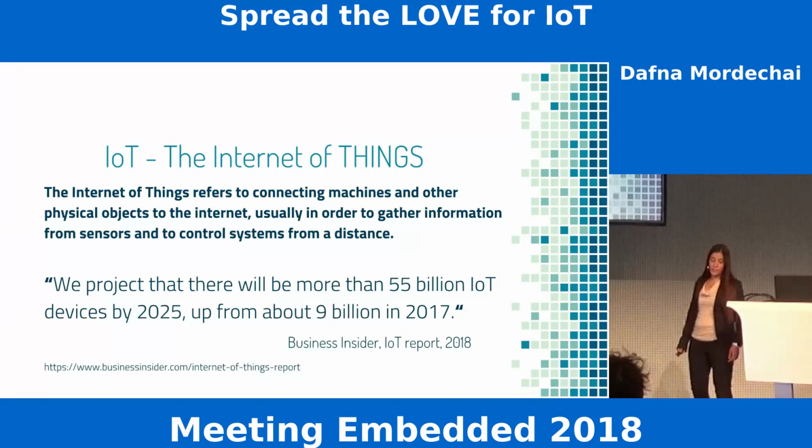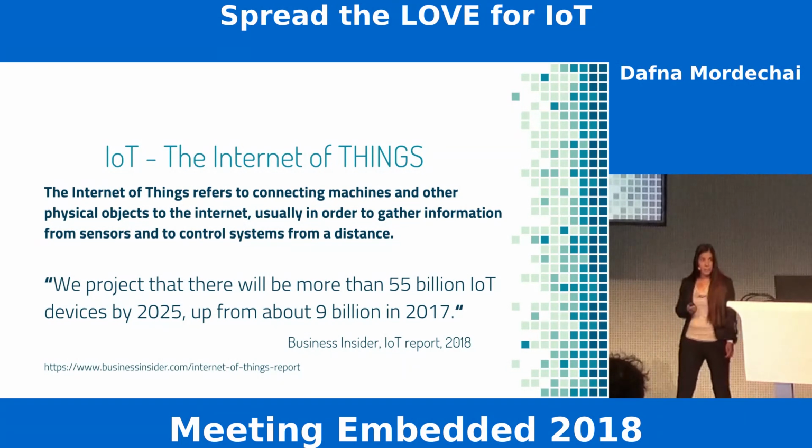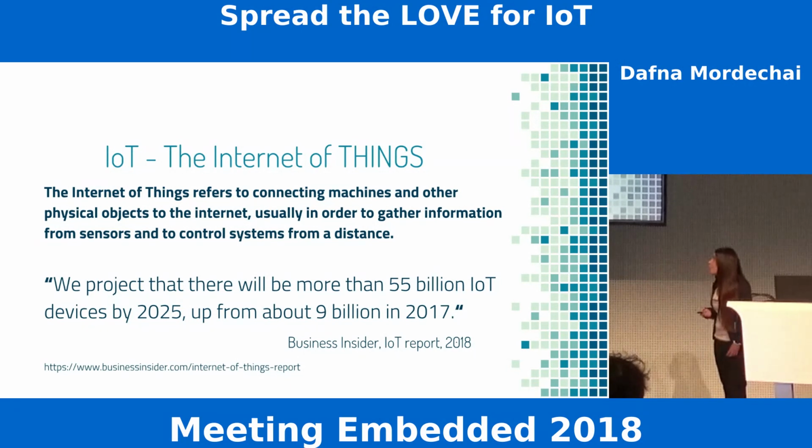So IoT, or the Internet of Things, refers to connecting machines and other physical objects to the Internet, usually in order to gather information from sensors and to control the system from a distance. Some reports say that by 2025, there will be over 55 billion IoT devices connected. That's huge.